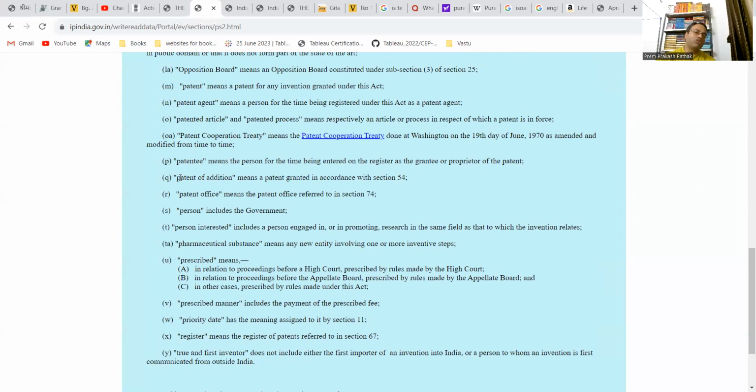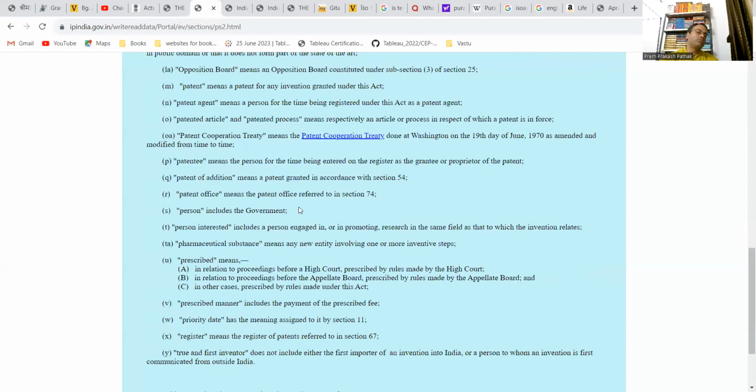There is also patent of addition, which means a patent granted in accordance with Section 54. So we can always file a patent of addition, and there are certain advantages and disadvantages. These are mentioned in Section 54, and we'll discuss them then. So patent of addition means a patent granted in accordance with Section 54. Patent office is very similar, Section 74. And person includes the government.